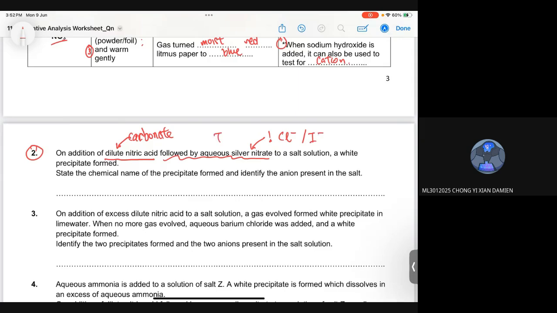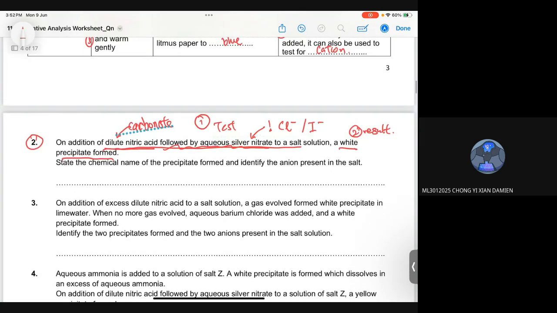So what I have here is the test. What is the result? White precipitate forms. So this is the result, white precipitate forms. Now, can anyone tell me the name of the precipitate formed? Okay, very good. I saw straight away, very fast. The precipitate formed is silver chloride. Let's write the formula, AgCl. So silver chloride is the precipitate formed.